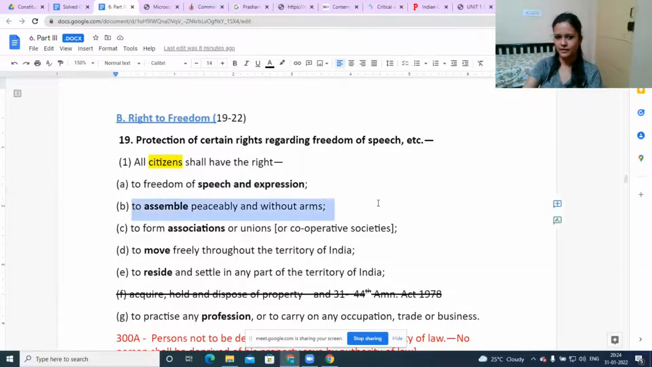Okay, what about the second one, assemble peacefully without arms? People can hold rallies, yes, or object to or protest peacefully. So assembly of people is allowed; people can gather together for any sort of purpose.